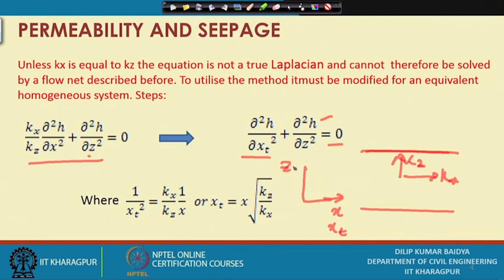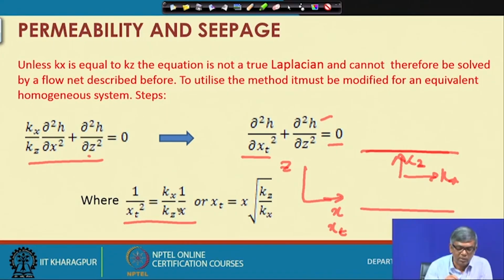Now, what is x t? In what way is it different from x, that is to be seen. While doing this, we have substituted 1 by x t square equal to k x by k z into 1 by x, then only you could get that. And then what is x t in relation with x? x t equal to x into under root k z by k x. So, that means I can keep the vertical direction unchanged, but the horizontal dimension x I can convert into x t.